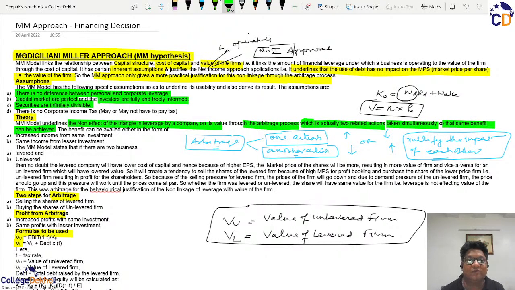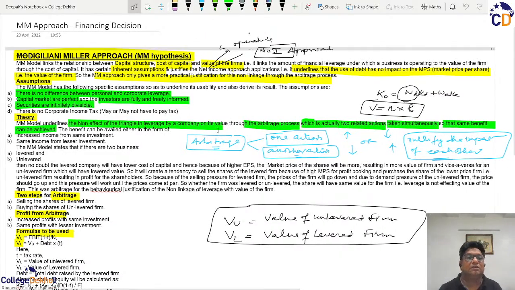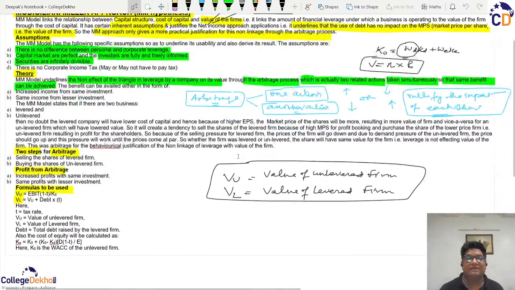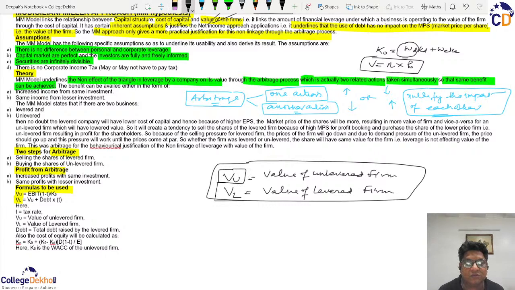So before I move on, we have to understand that this Modigliani approach has one more assumption, that there will be either levered firms or unlevered firms. So it assumes that either there will be a levered firm or there will be an unlevered firm. So there is nothing like partial.